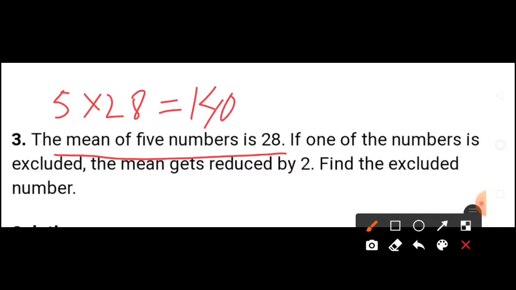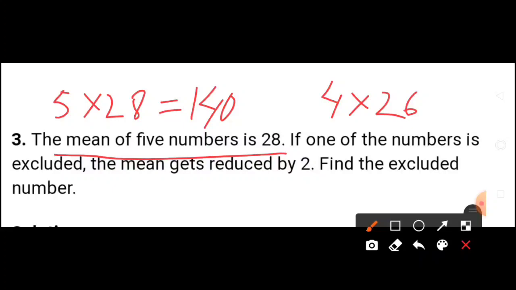And it's saying if we exclude one number, then the total numbers will be 4, and their average will be reduced by 2. So if the average for the 5 numbers was 28, after reducing 2, this will be 26. So in the new case, 4 numbers will be there and their average will be 26.